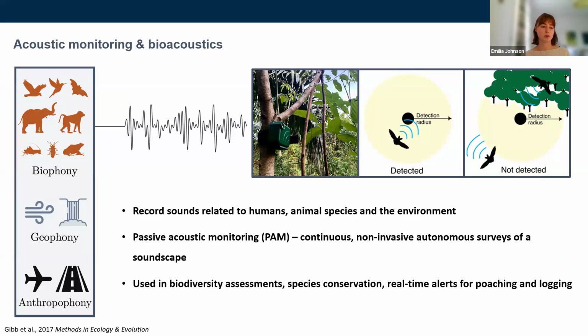And passive acoustic monitoring is obviously the specific use case of this acoustic technology, where sensors can be programmed and deployed for continuous autonomous acoustic surveys. So it requires, relative to other wildlife tracking, relatively few resources to collect a wealth of ecological data that can be applied to infectious disease in this case.